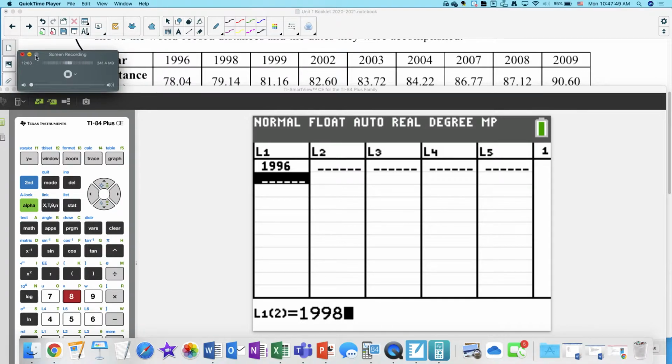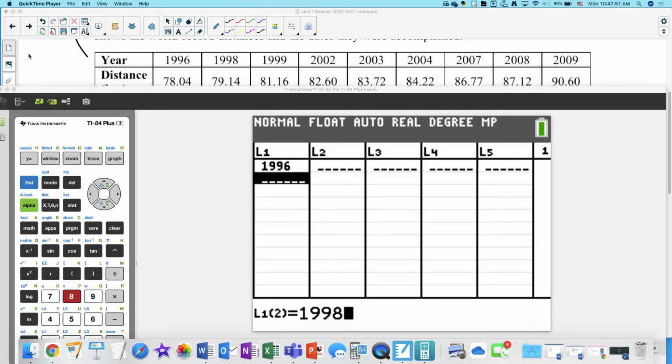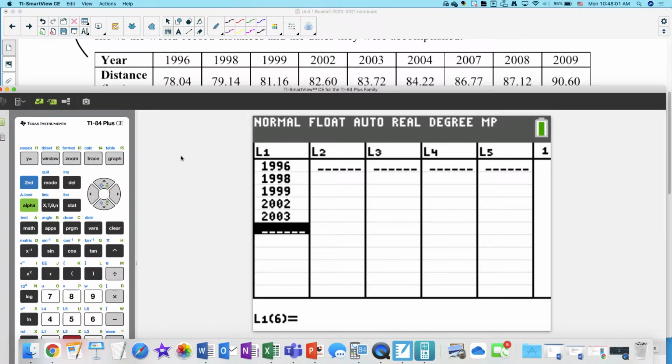1999, 2002, 2003, 2004, 2007, 2008, and 2009. Why do you think some years were skipped? Yeah, there was no new record that year. Exactly.